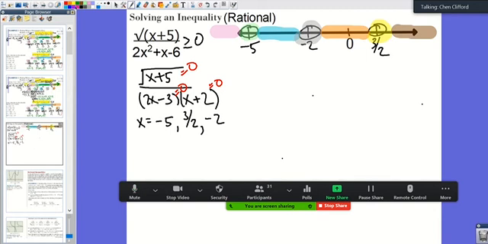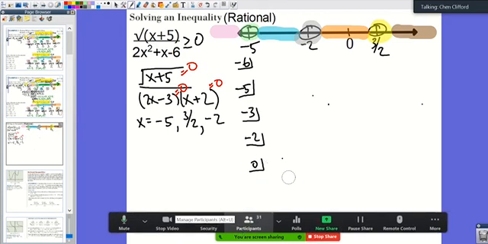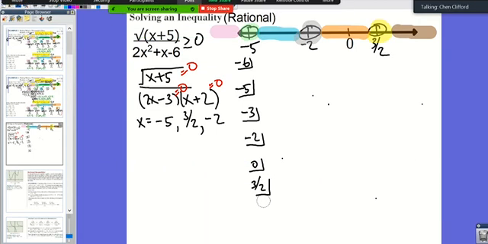Now in the pink zone, I'm going to go -6. In the green zone, I'm going to go -5. Blue zone, let's go with -3. Gray zone, -2. Orange zone, 0. Yellow zone, we don't really have a choice. It's going to be 3/2. And brown zone, let's go with 2.